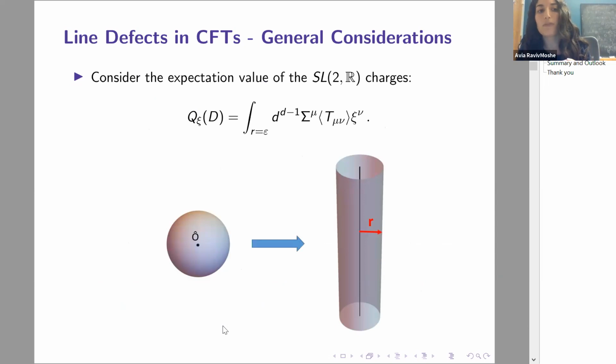So now we want to look at the following quantity. We want to consider the expectation value of the SL(2,R) charges. These are obtained simply by integrating the stress tensor contracted with the appropriate components of the Killing vectors associated with the SL(2,R), integrated over a surface that wraps the operator. Now, when we have point-like operators, we usually just wrap them with some topological surface like a sphere in order to get the charge. Here, our operator is a line operator, and the best analog for that would be to wrap the line operator with an infinite cylinder.